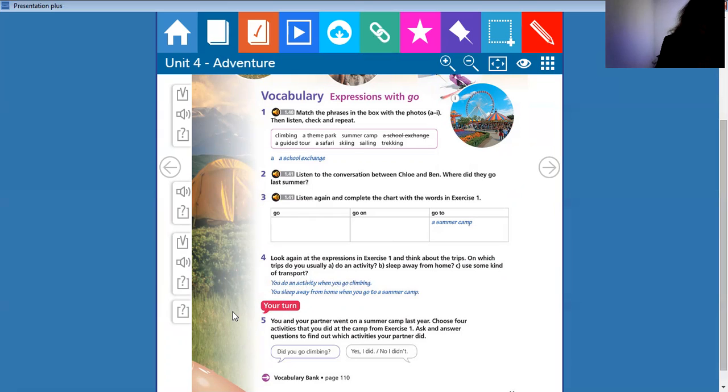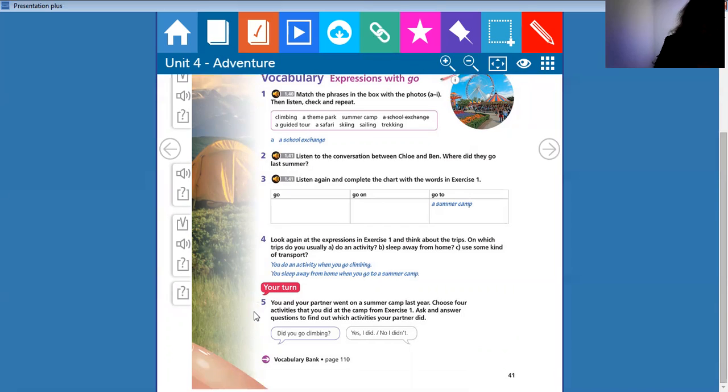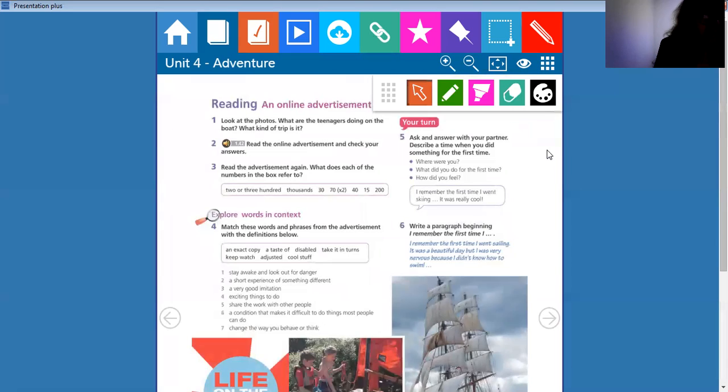Exercise 5, your turn. You and your partner went on a summer camp last year. Choose four activities that you did at the camp from exercise 1. Ask and answer questions to find out which activities your partner did. For example, did you go climbing? Yes, I did. No, I didn't. You only have to do 5 questions, okay? 5 questions and answers, short answers. Okay, now we have to continue with the next exercises.